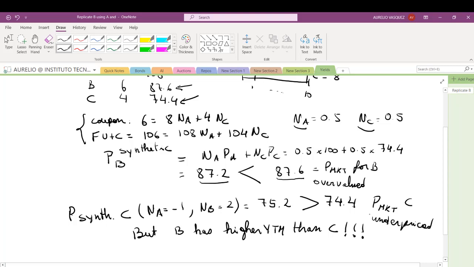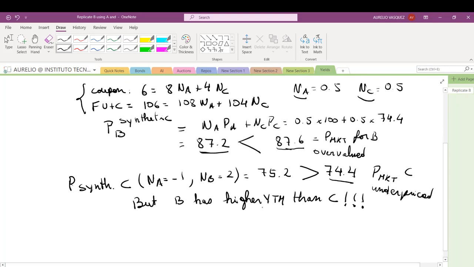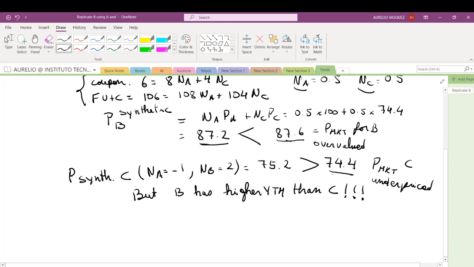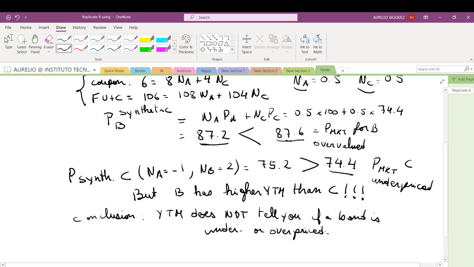So if you had to go and trade the securities, which one would you trade? Well, you would say, okay, I'm going to buy C in the market, and then I'm going to sell the synthetic, or I'm going to buy the synthetic in the case of B instead of the market price. So the whole point here is that B, which is overvalued, has a higher yield than C, which is undervalued. So the big conclusion here is that the yield to maturity does not tell you if a bond is under or overpriced.